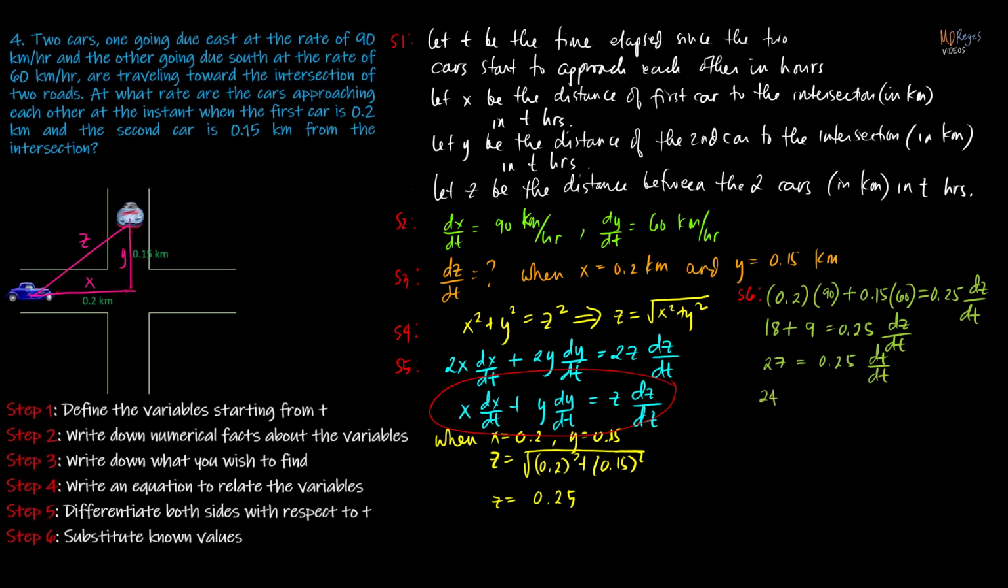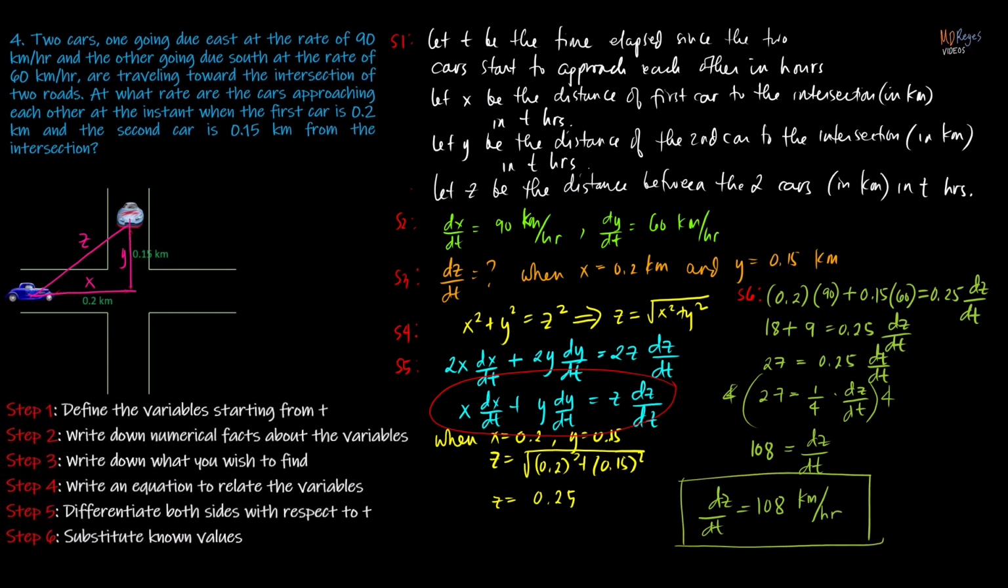0.25 is 1/4. Okay, so to solve for dz over dt, just multiply both sides of the equation by 4. And we'll get 108 when we multiply 27 by 4, equals dz over dt. So we have to write our answer with units. So dz over dt is equal to 108. This is in kilometers per hour. Okay, so this is the rate at which the two cars are approaching each other.